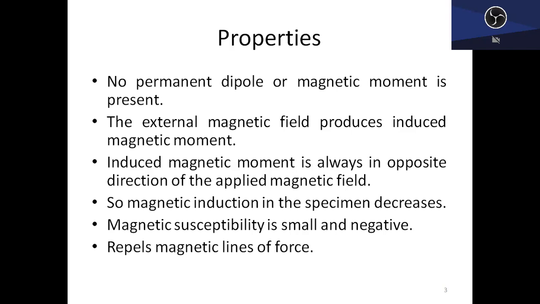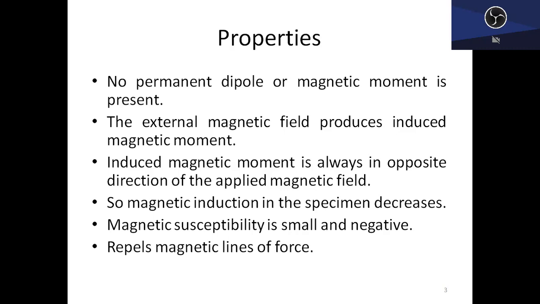So the magnetic induction in the given material or specimen will definitely be decreasing. Magnetic susceptibility: what is actually the meaning of susceptibility? A capability of the magnetic material to get magnetized. So what is that capability in this particular language of magnetism? We just say that is called magnetic susceptibility. Magnetic susceptibility is nothing but the capability of the given material to get magnetized.